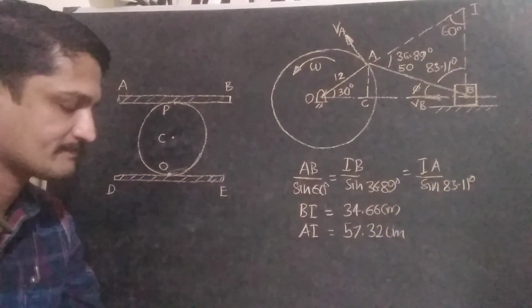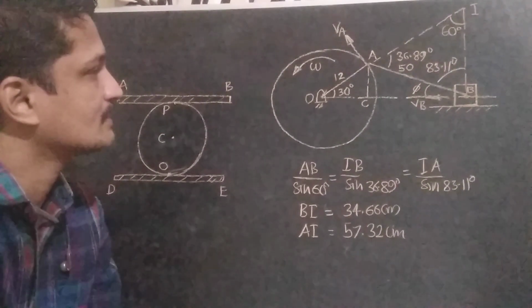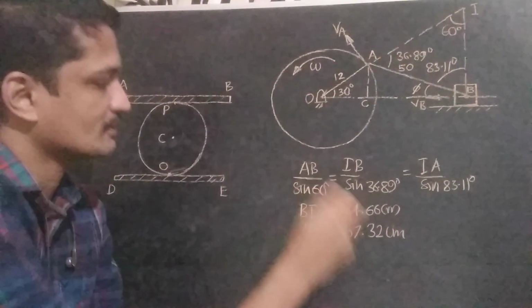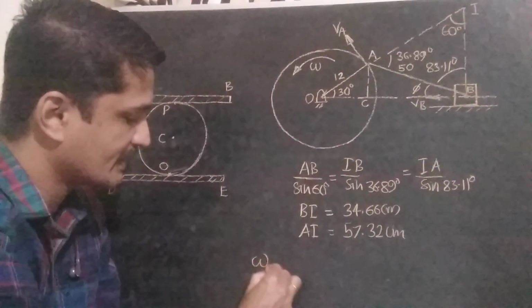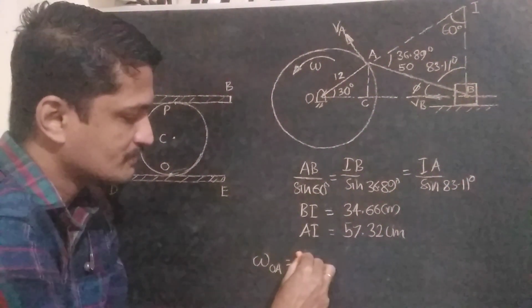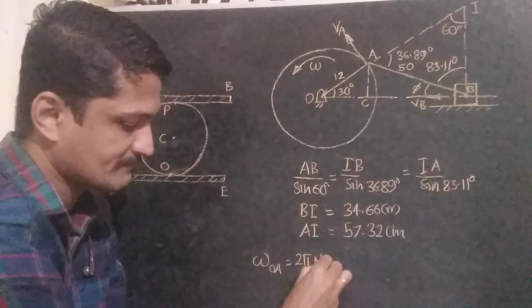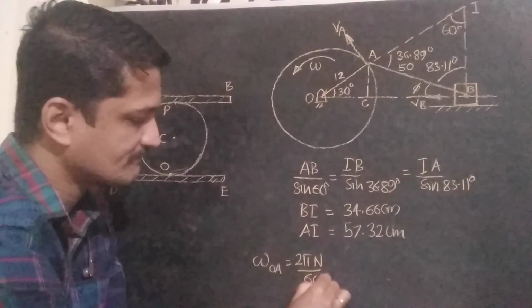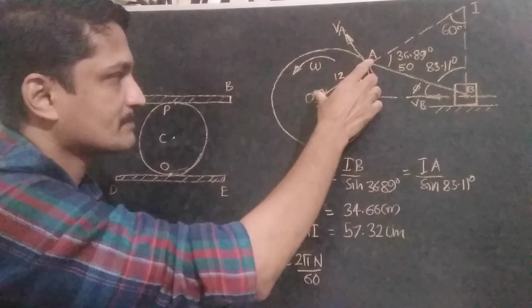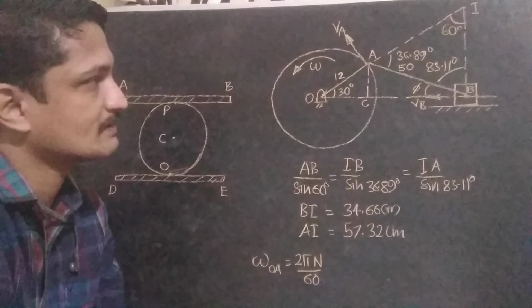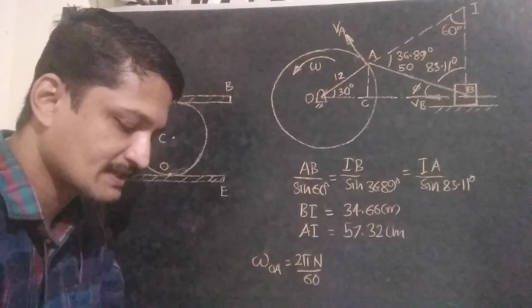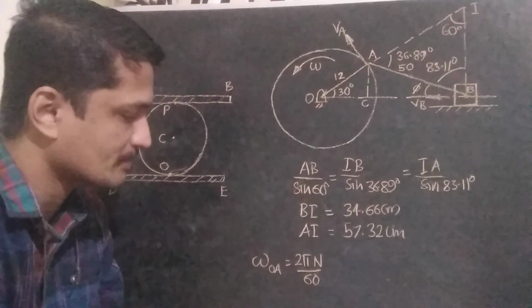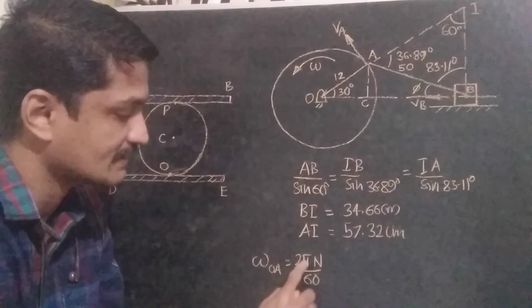57.32 centimeter. Here omega OA is equal to 2 pi N by 60, where N is the RPM of this crank OA. Here OA rotates at the uniform speed of 300 RPM, given. Then N is equal to 300 RPM.